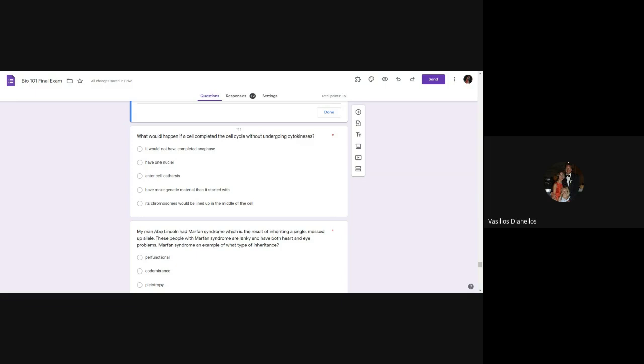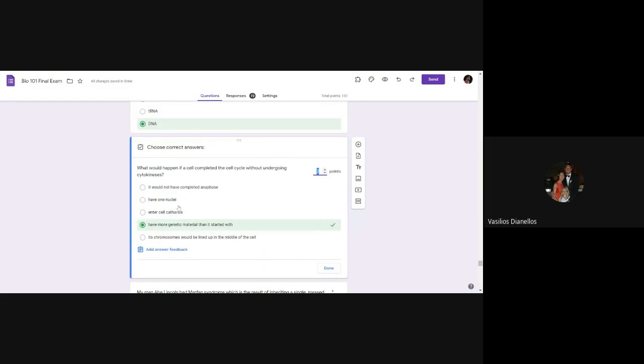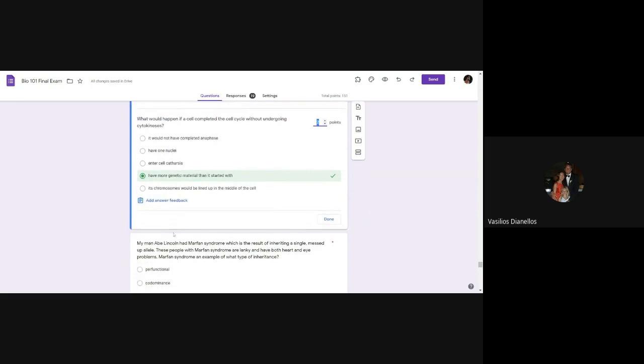Again, no, because that would mean it would be stuck in metaphase, and I just said it completed the cell cycle. But here's the good news. As long as you didn't guess this one that I completely made up, you got partial credit. So if you chose intercell catharsis, which is some garbage that I made up, you got zero credit. Anything else would have gotten you partial credit.